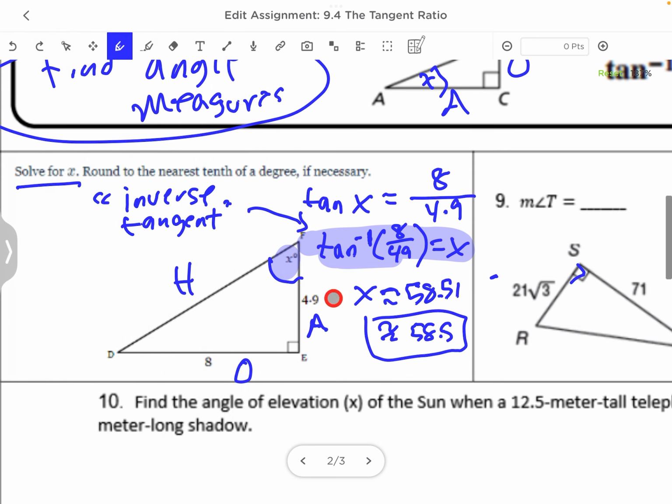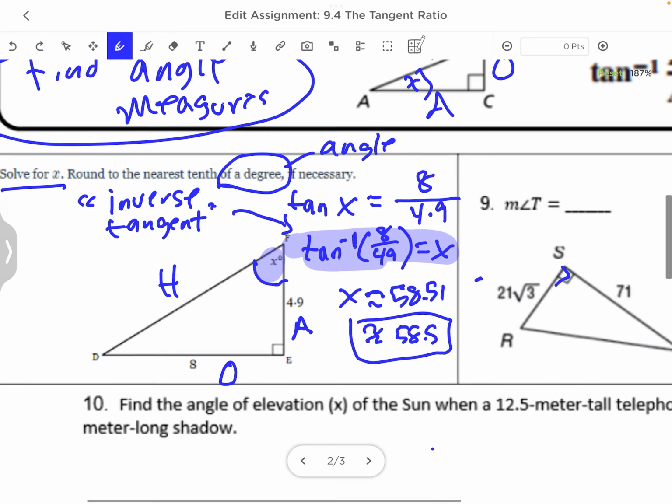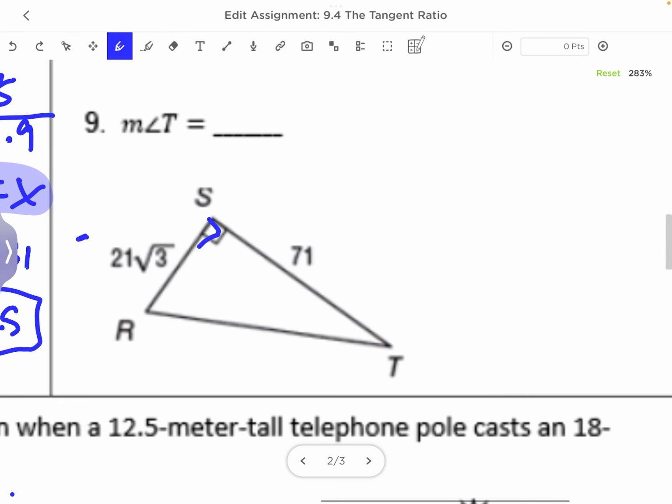Okay, so I know it looks a little weird, but that's all we have to do. We just have to say inverse tangent if we're trying to find the angle measurement. That tells us it's an angle, a degree. All right, so let's keep that in mind. Let's keep it moving. What about this one? Find the measurement of angle T. Now angle T is this right here, so we want to find that.